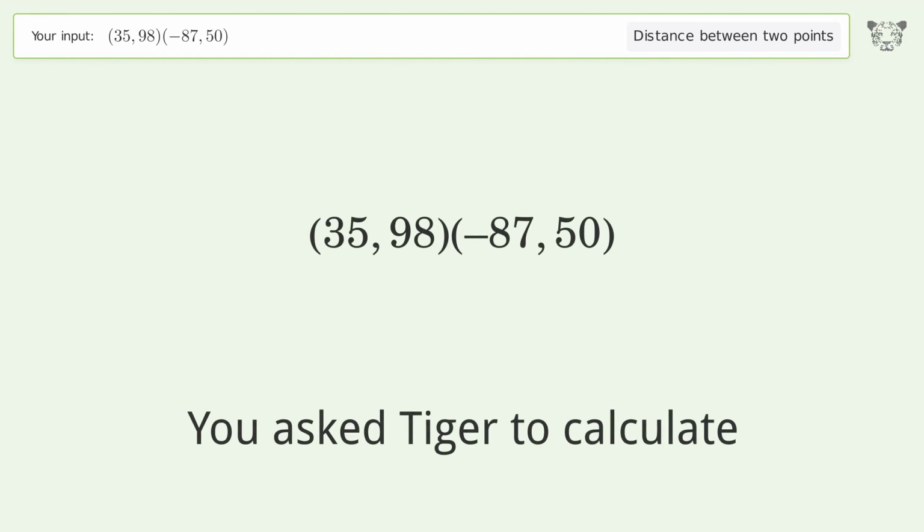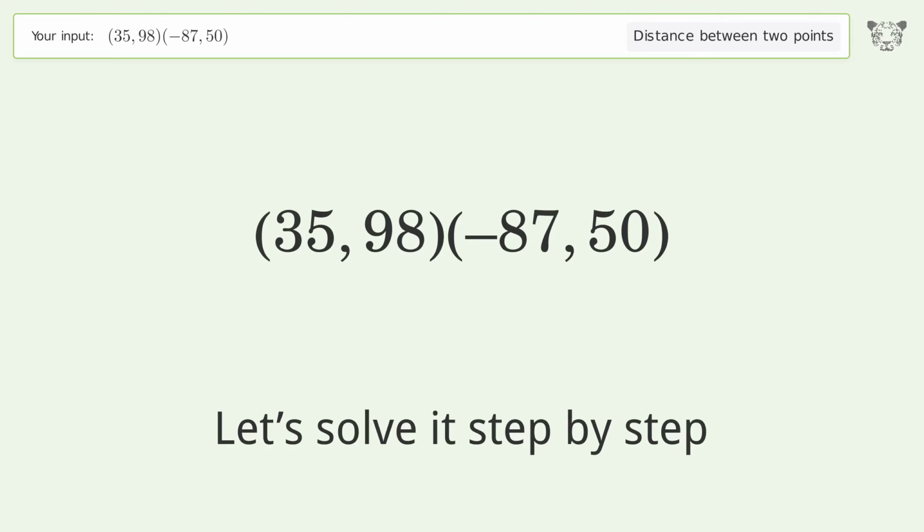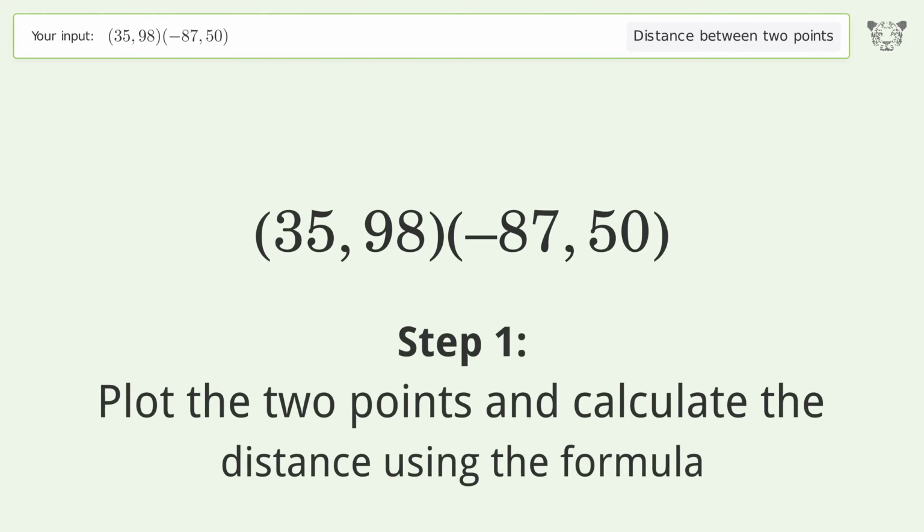You ask Tiger to calculate. This deals with the distance between 2 points. The distance between the 2 points is the square root of 17,188, or 131.103. Let's solve it step by step. Plot the 2 points and calculate the distance using the formula.